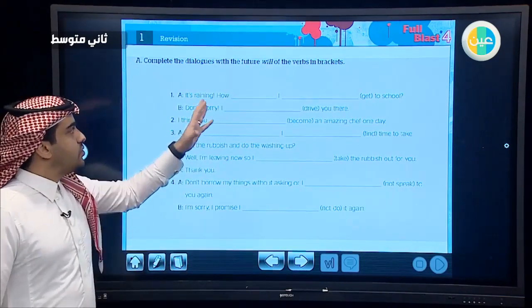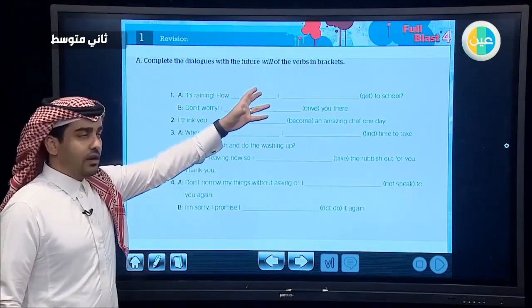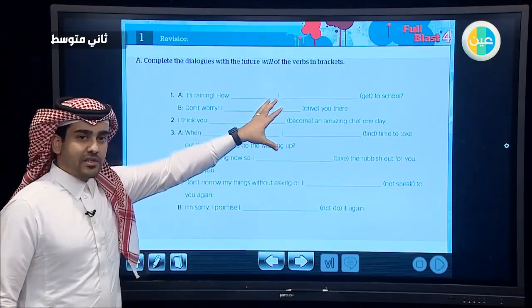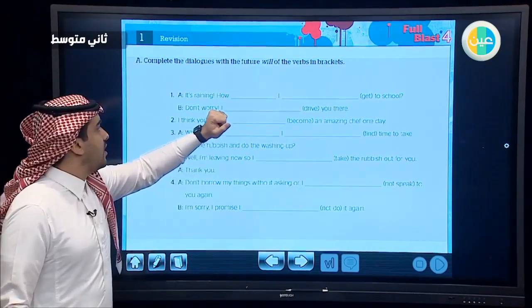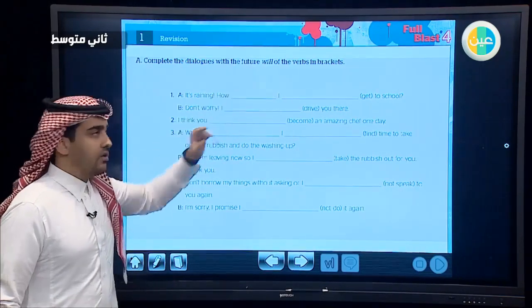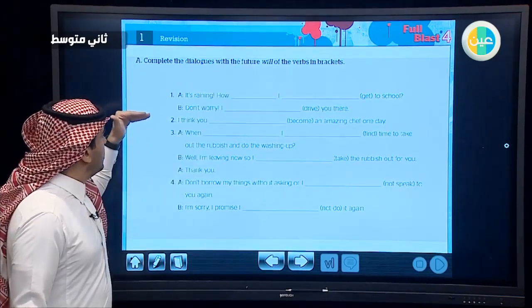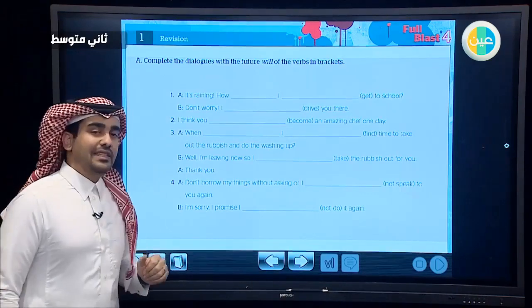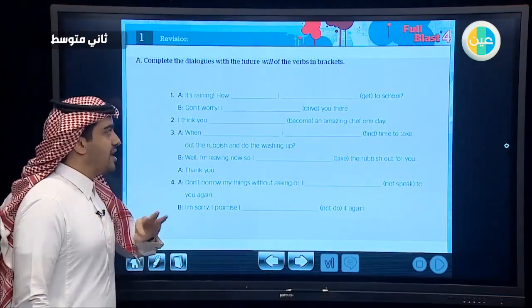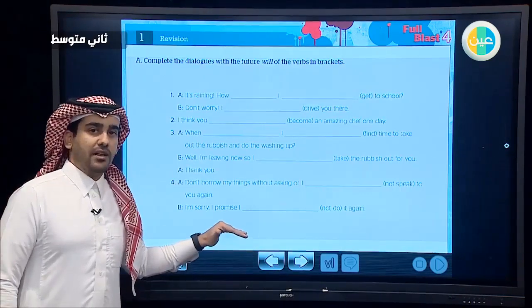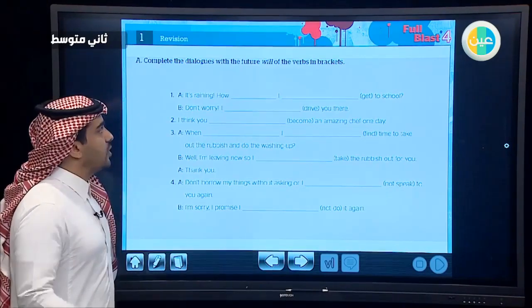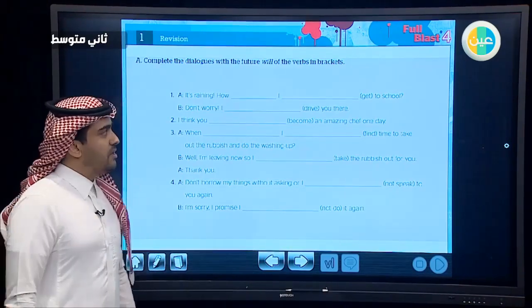So we need to use the future with will to fill in the blanks and complete the dialogue. Okay, so we have 1, 2, 3, 4 different dialogues, okay? 4 different dialogues, and we need to fill in all those blanks using future will. Okay, so let's start with number 1.